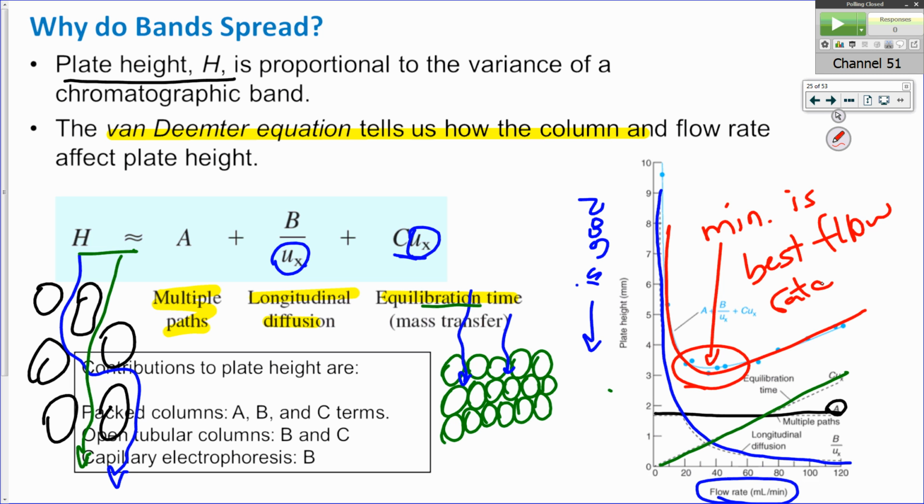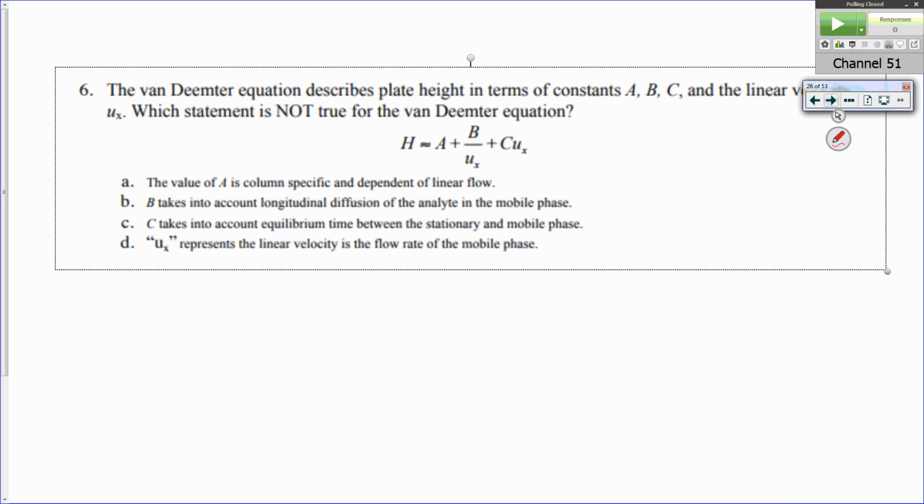I create this plot by simply doing a couple of different flow rates and finding out where the sharpest peak is. All right, so it's not that hard to do in the real world. It takes an hour or two of your lab time, but it'll tell you where your peak's the sharpest.